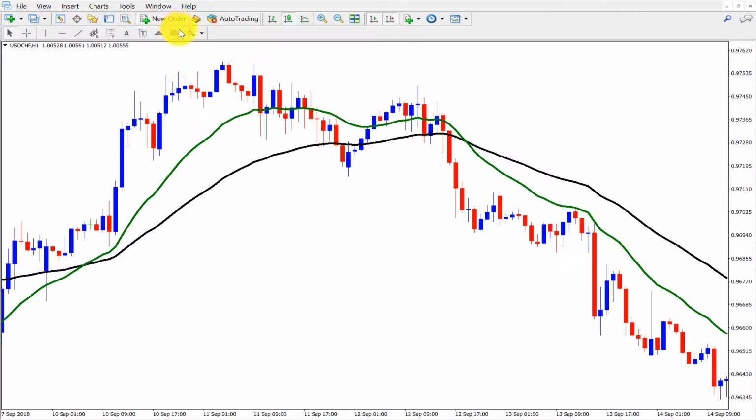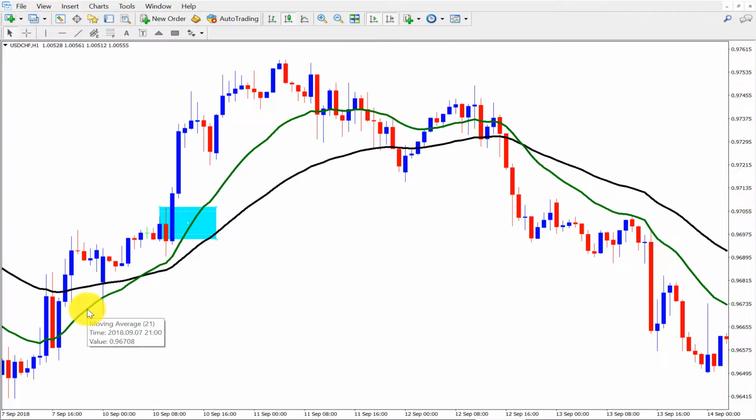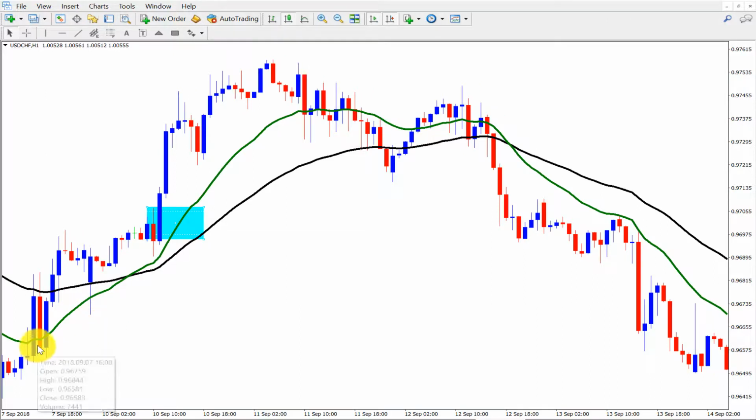Like I'm going to give you some examples here. This is our first example. As we can see, this black moving average is our 50 period exponential moving average, and this green moving average is the 21 period exponential moving average. So this exponential moving average comes from lower to higher, and here we can see a crossover. So we will not buy here, not here, not here, neither here. We will buy when this happens.